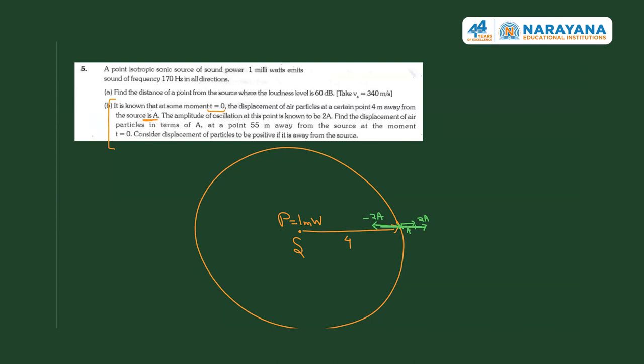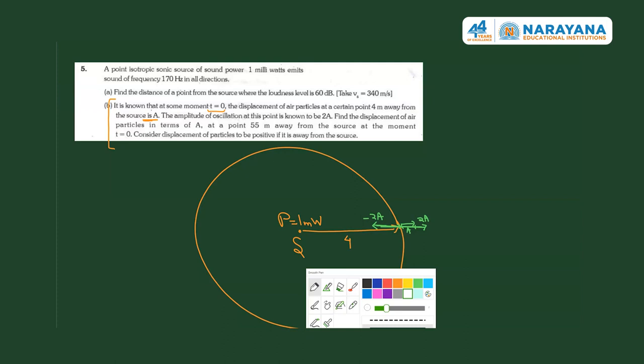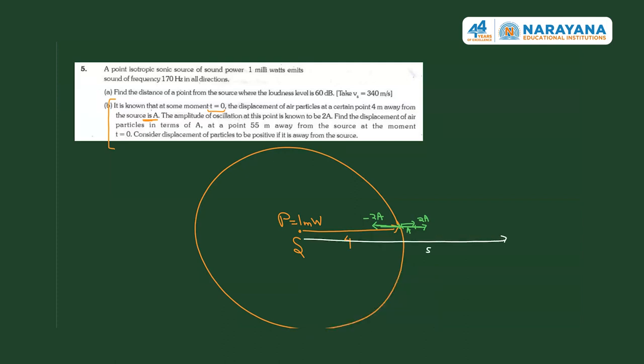He is saying find the displacement of air particles in terms of A at a point which is 55 meters away from the source. So he is now talking about a particle which is 55 meters away from the source. We want to write his displacement from his mean position, right? And again, at the same instance, and remember, this green diagram that I have shown is at t is equal to 0. And he wants me to express this displacement of the S wave at this location, whose mean is at a distance of 55, at the same instance, t is equal to 0.